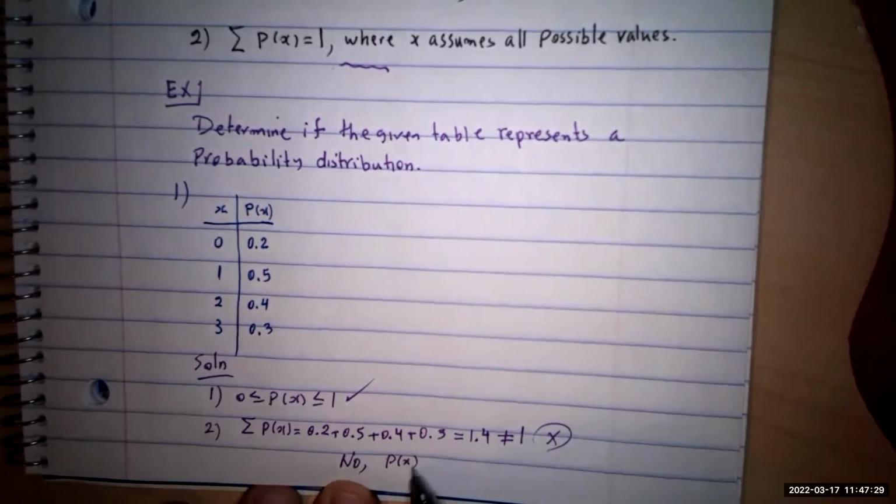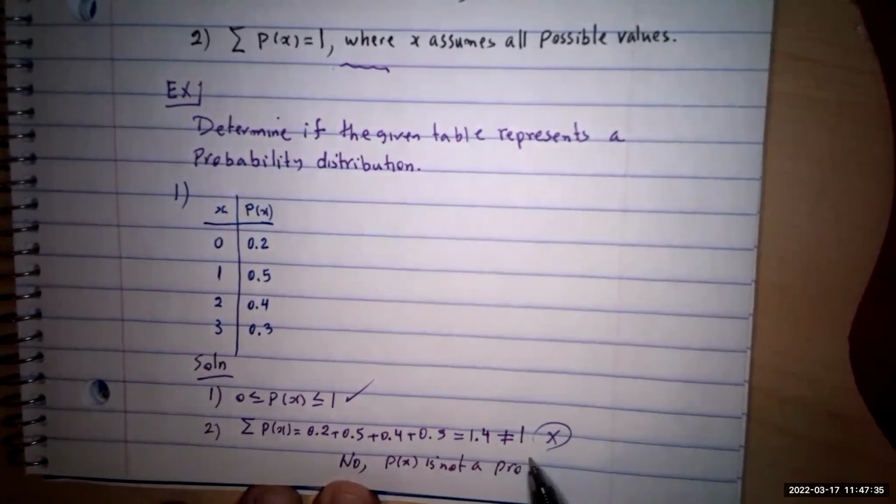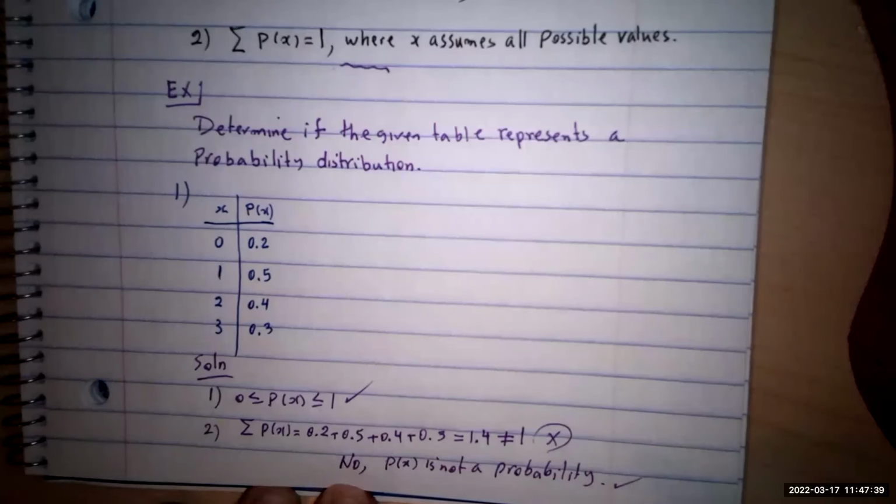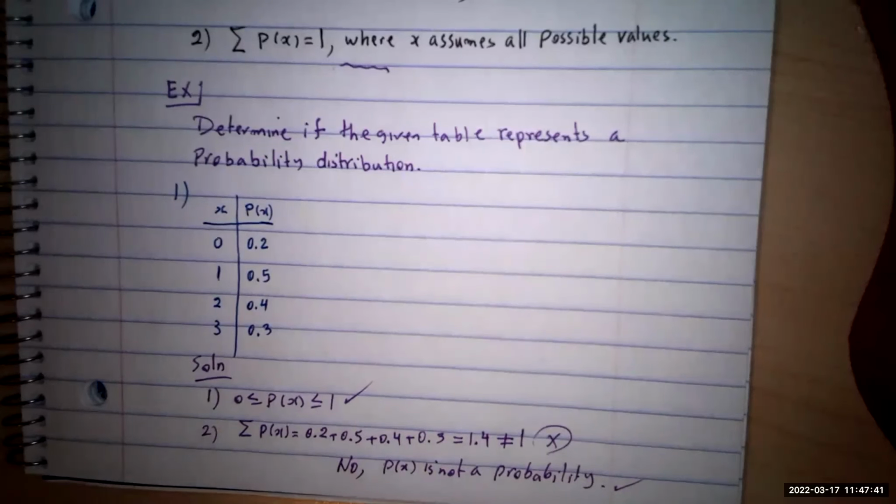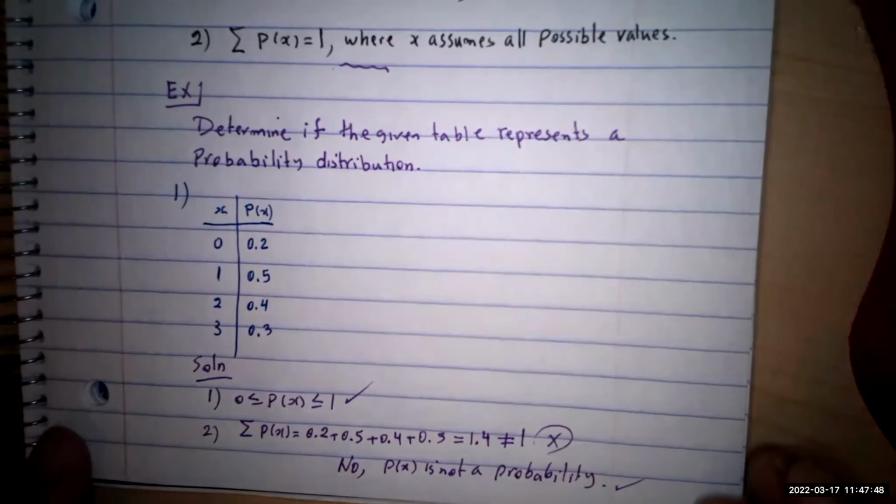P(x) is not a probability or probability distribution. Okay, this is the way you are going to check when you have a collection of these in your book to answer it. Any question?